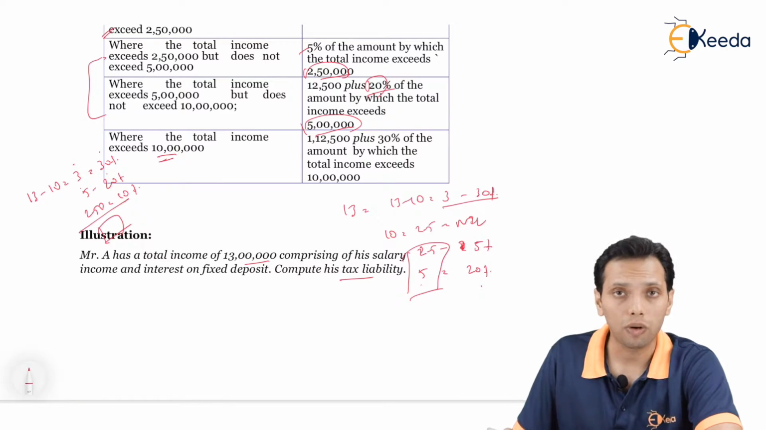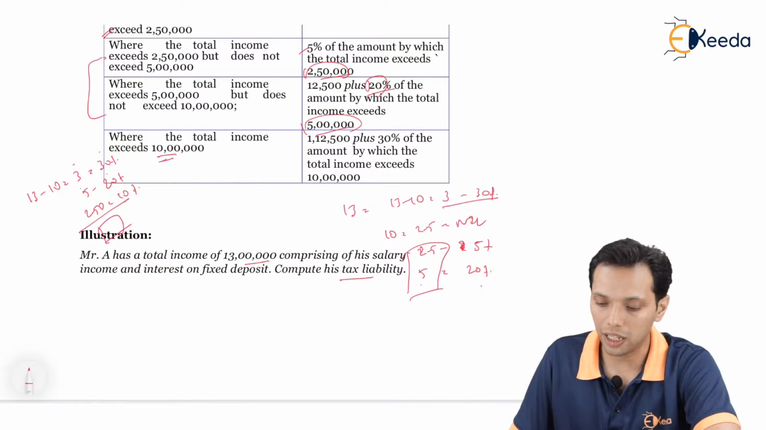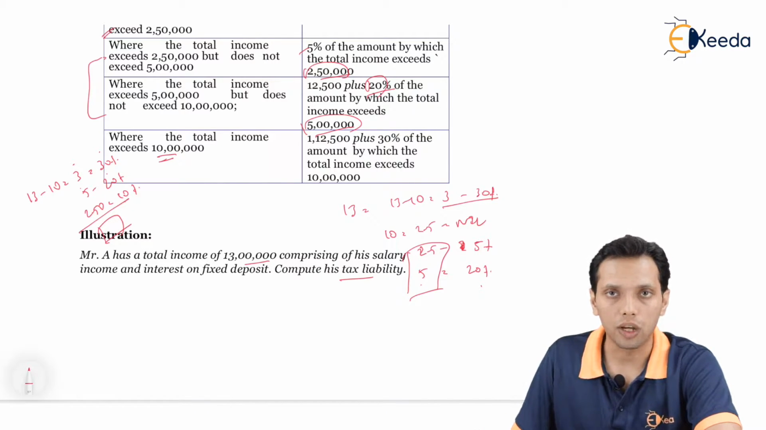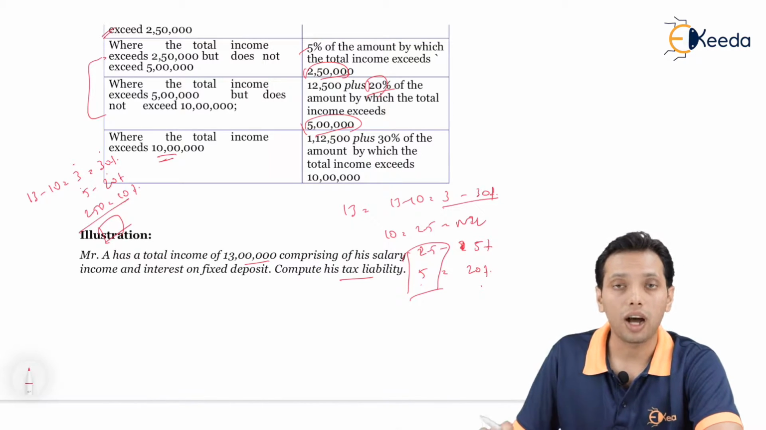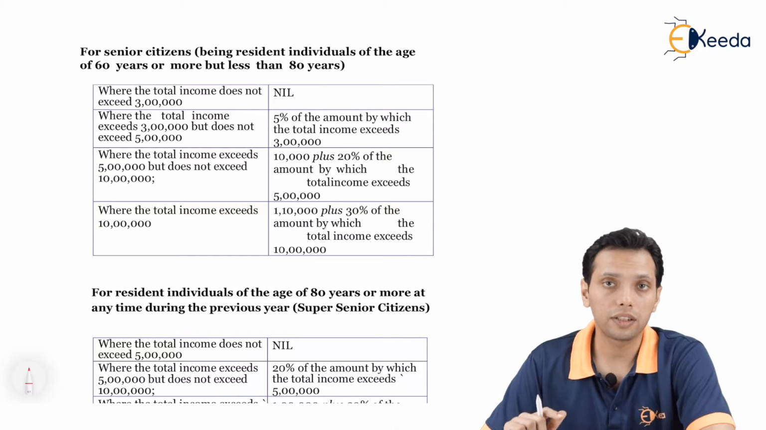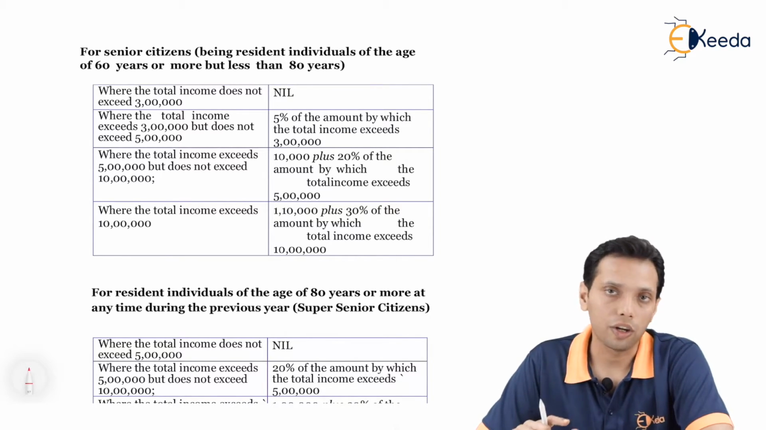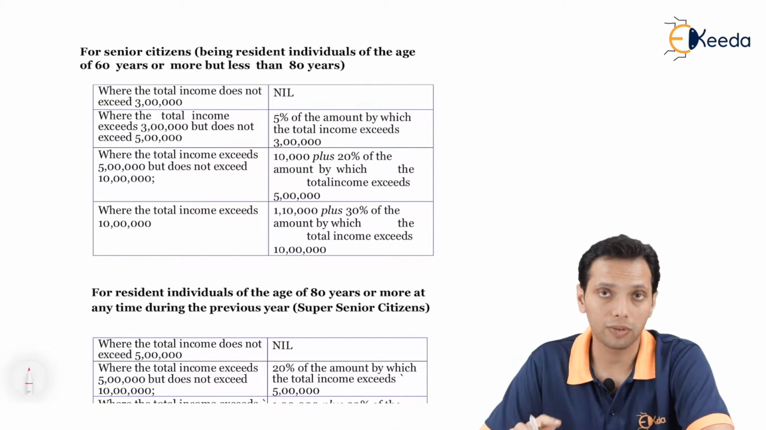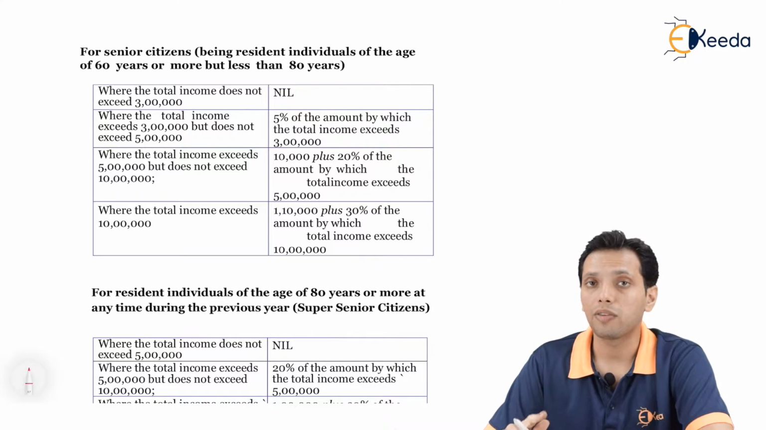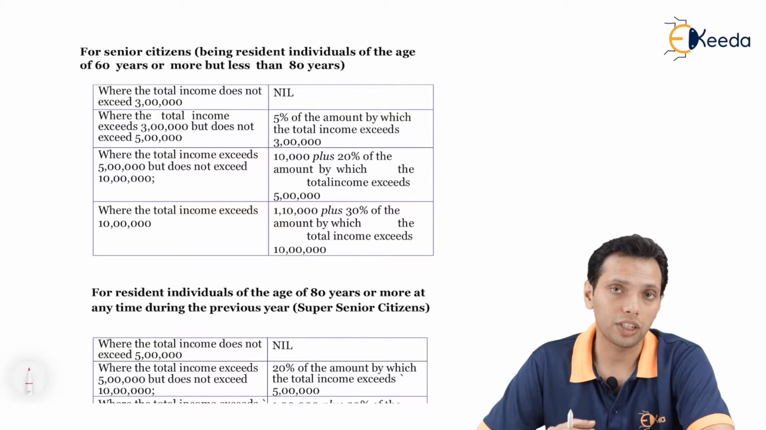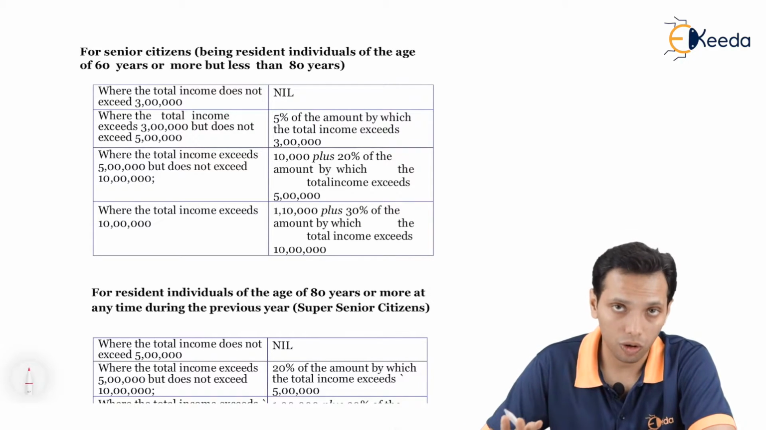So this is the progressive rate of taxation applicable to the persons mentioned over here: individuals, HUF, AOP, BOI, and artificial judicial persons which are resident in India. For senior citizens, there is a benefit in the slab rate taxation. To add on, the slab rate which we have discussed earlier is applicable to resident individuals below the age of 60 years, and it is applicable to all the non-residents.